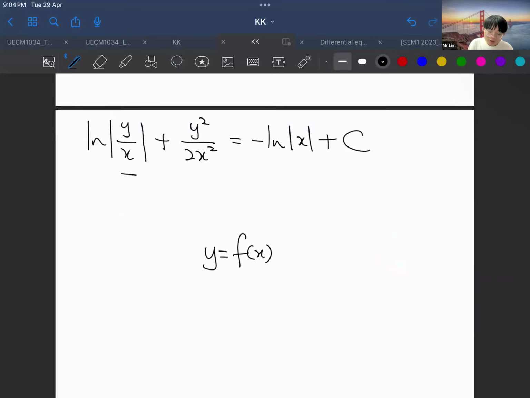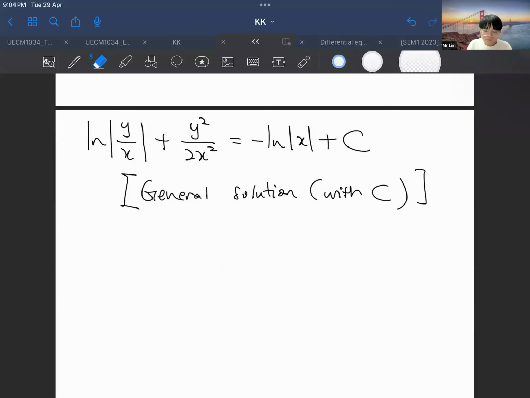So in this case, we call this a general solution. General solution means your C is not yet a specific value; it still has the plus C, or whatever constant there. So we have only done the first part. We still need a bit more. Normally in the exam, there are another 2 marks to use the condition given to find the value of C. That's the second part.